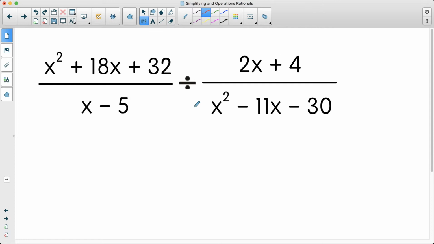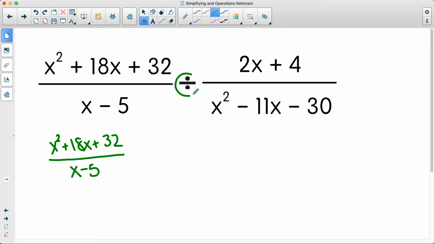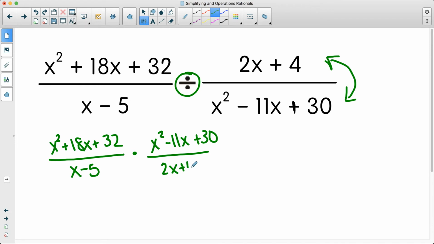Next example. So keep the first fraction the same. So x squared plus 18x plus 32 over x minus 5. This division sign becomes multiplication. There is a typo on this screen. This 30 should be positive. So if you haven't changed that yet, make sure you change that to a plus 30. All right, so we're going to flip this second fraction. So x to the second minus 11x plus 30 divided by 2x plus 4.